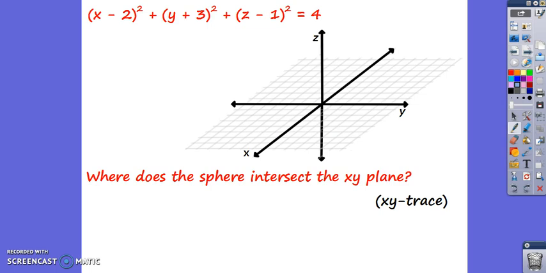Let's try another one. So this one has a different center. The center is going to be at the ordered triple 2, negative 3, 1. If you're with me, 2, negative 3, 1. Let's find that center point. So 2 is my x value, so I'm going to come forward 2. Negative 3 on y means to the left. And then I want to come 1 unit up. And so really I'm thinking what's 1 unit on the z-axis, and that's how far I'm going to come up. And so it's kind of sitting over there.